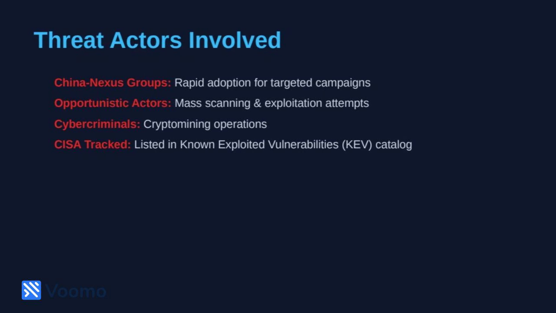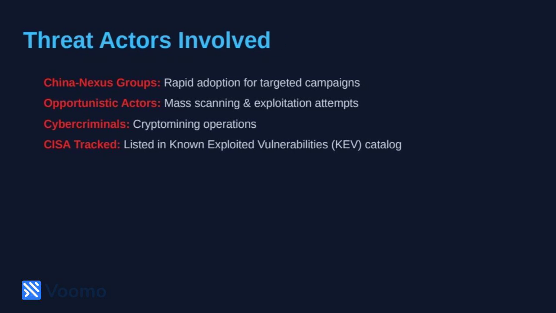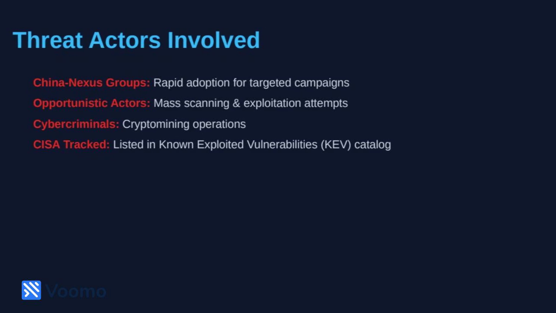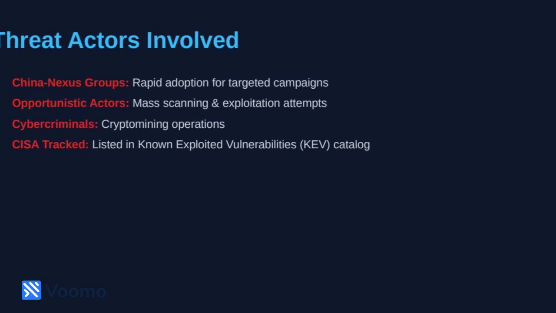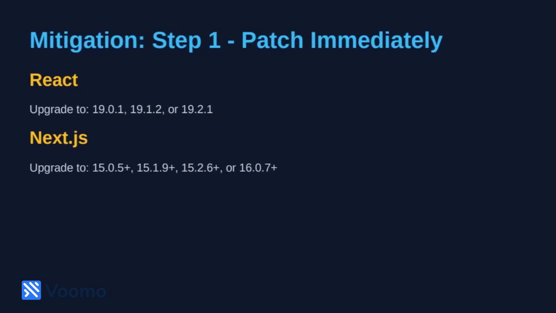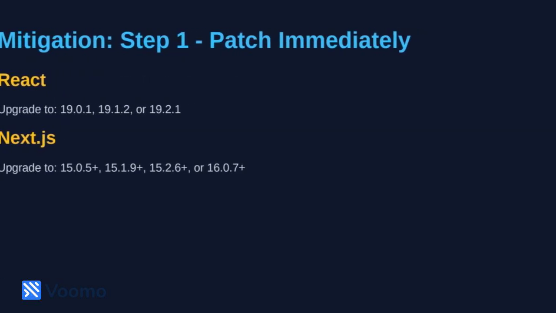Multiple threat actors, including China Nexus groups, opportunistic scanners, and cybercriminals using React2Shell for cryptomining, are actively exploiting the flaw. CISA has also added it to its Known Exploited Vulnerabilities catalog. Mitigation: patch affected React and Next.js versions immediately.